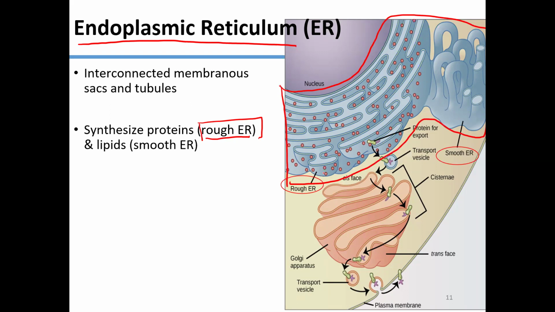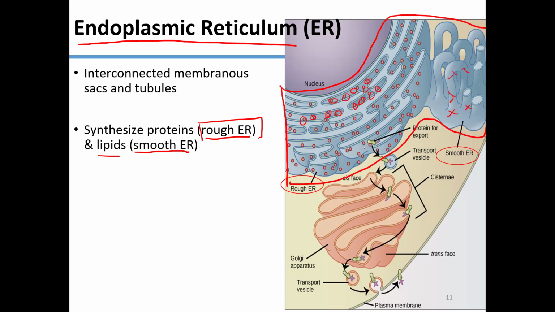The rough ER is going to have all of these little circles on them, and all of these little circles are going to be our ribosomes. So remember, ribosomes are going to be responsible for protein synthesis, or the actual production of our proteins. Now, when it comes to the smooth ER, these are going to be responsible for our lipids. And again, just like the name suggests, we are not going to have any of those circles around it. So it's going to be very, very smooth.